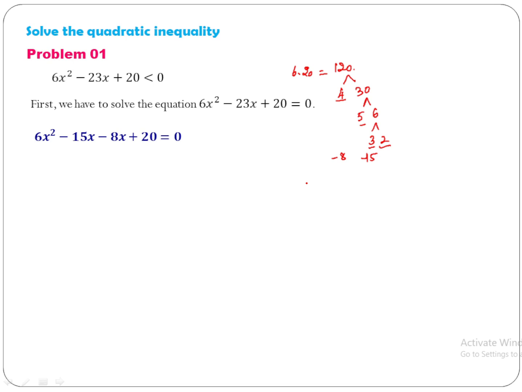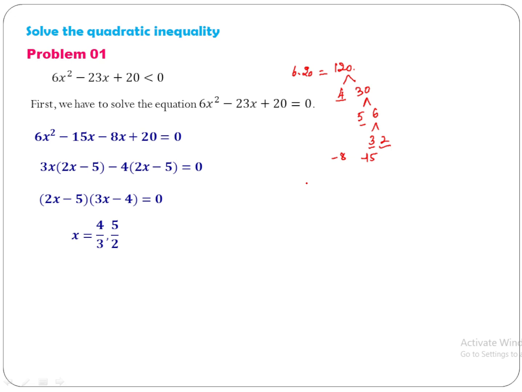So we can split the terms like this. Then we take 3x as common from 6x squared and 15x, and then minus 4 from negative 8x plus 20. From these terms, we get the common factor 2x minus 5, so 2x minus 5 times 3x minus 4 equals 0. Using the zero product rule, we get the answers 4 by 3 and 5 by 2.